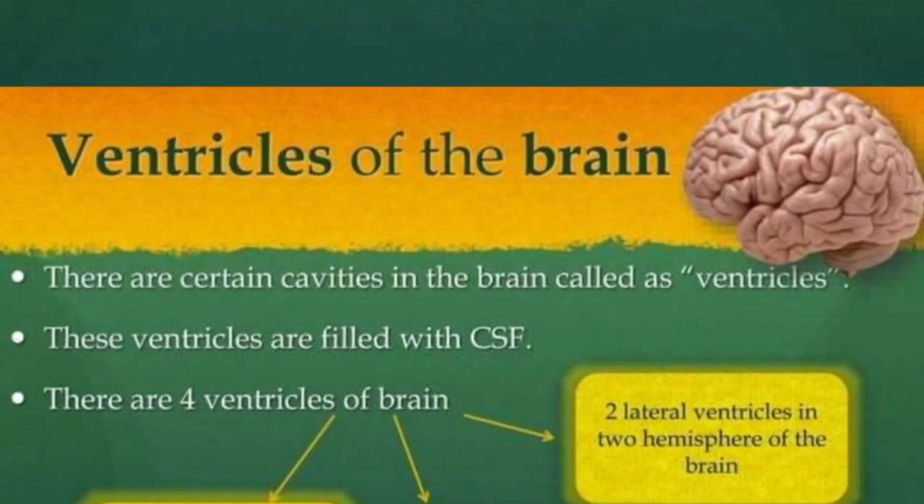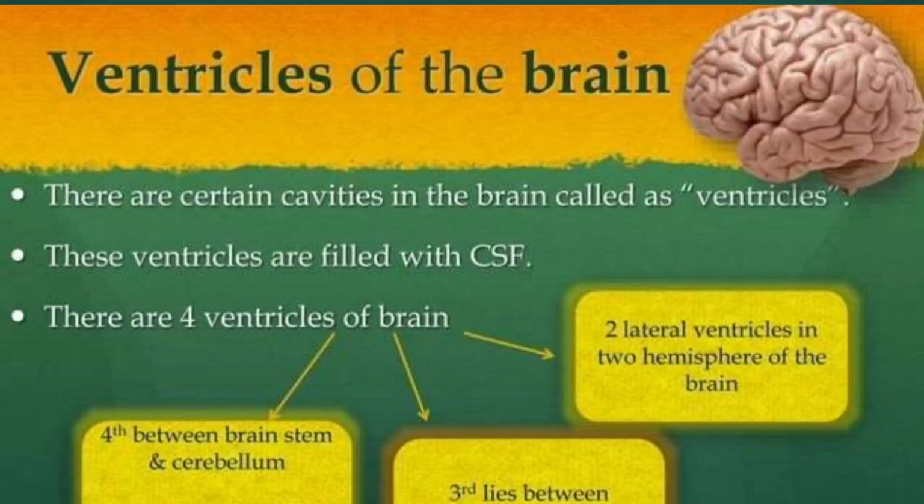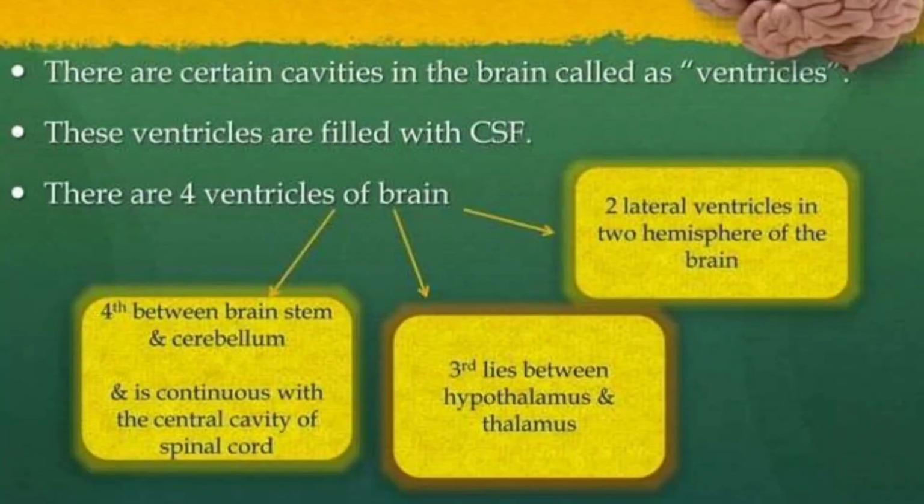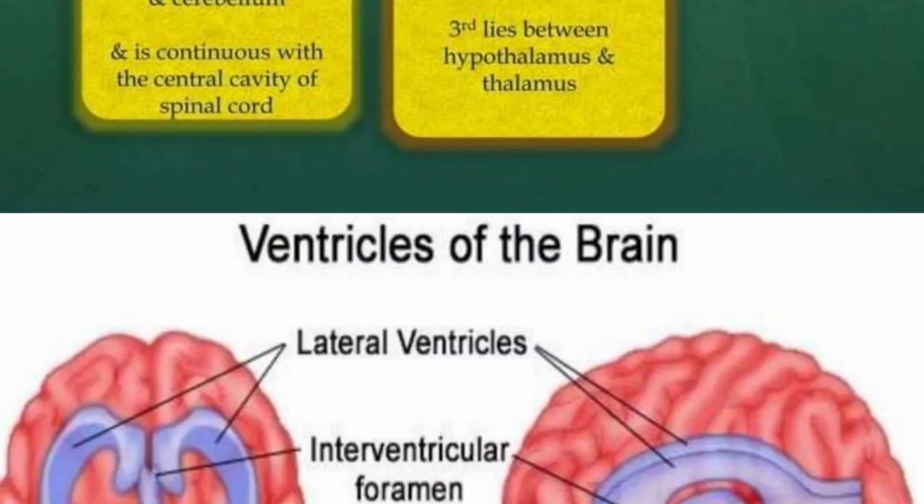Ventricles of the brain. There are certain cavities in the brain called ventricles. These ventricles are filled with cerebrospinal fluid. There are 4 ventricles of the brain. Two lateral ventricles in the 2 hemispheres of the brain. Third lies between hypothalamus and thalamus. Fourth between brainstem and cerebellum and is continuous with the central cavity of the spinal cord.